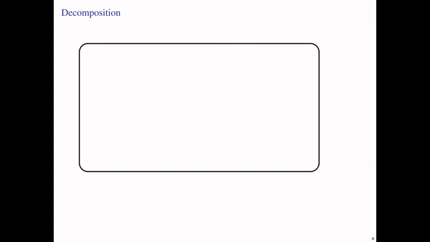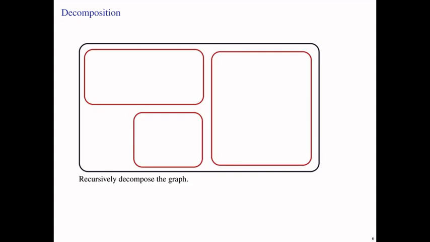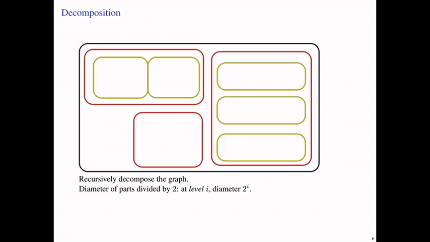What is the decomposition of a graph? This black rectangle is, say, a graph, and we start by finding a partition of it, and then we do that recursively. Every part of the partition is partitioned itself, and we want that the diameter of each part is divided by 2 at every step. So at level I, the diameter is 2 to the I. So for instance, the green level is level maybe 4, its diameter is 2 to the 4. Then the red level has diameter 2 to the 5, and the black level diameter 2 to the 6.